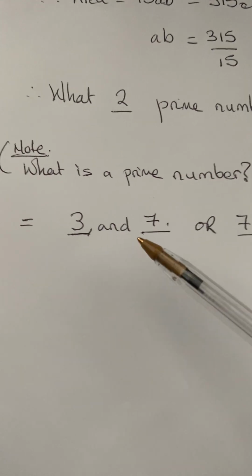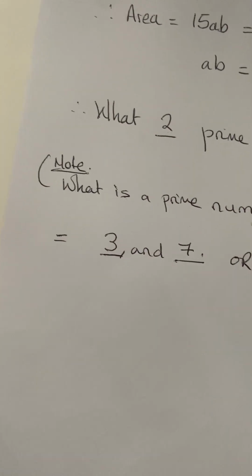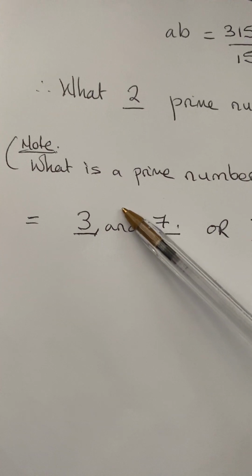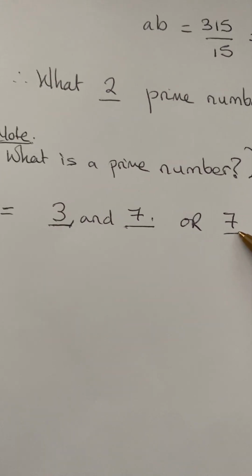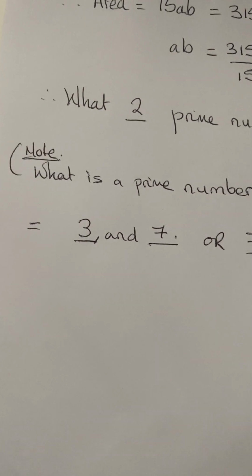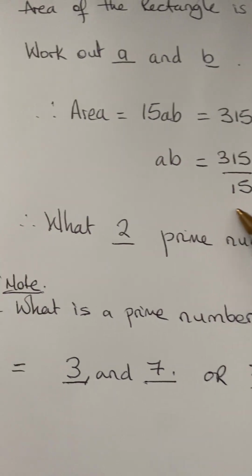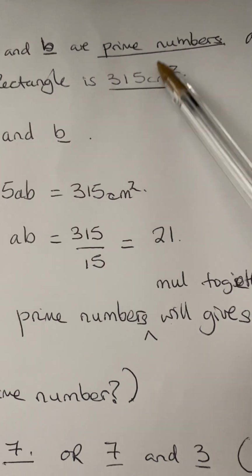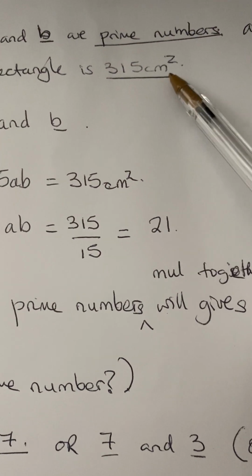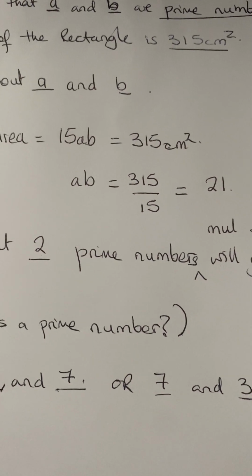We don't know what is a and we don't know what is b, but what it means is, if we say a is 3 and b is 7, and we substitute in 15ab, we should be getting an area of 315 centimeters squared for the rectangle we've been given.